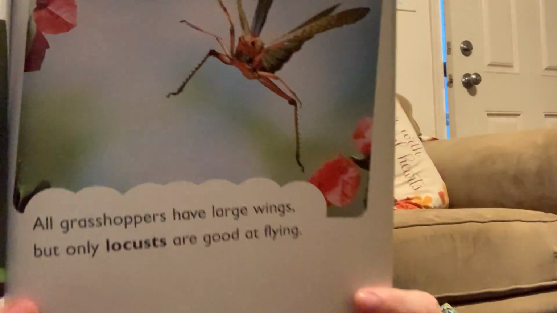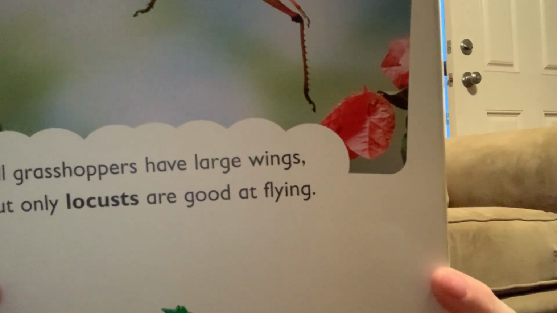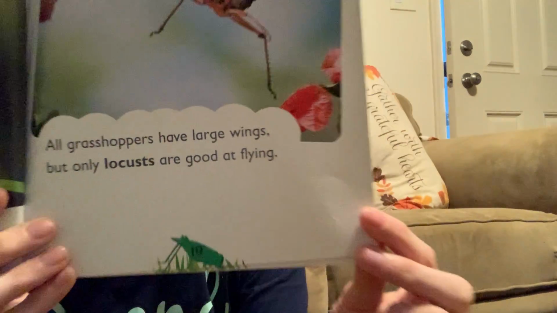All grasshoppers have large wings, but only the locusts are good at flying. So even though they have large wings, they're not good at flying. It's kind of like turkeys. Turkeys have wings, but they're not good at flying.